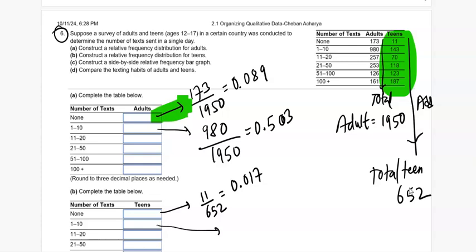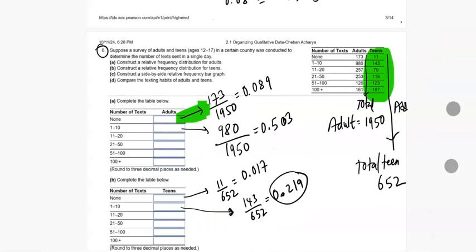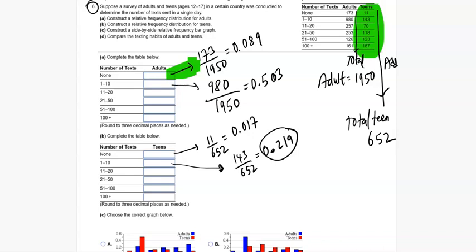Similarly, to find the other number of text groups, from 1 to 10, you divide how many teens sent text messages between 1 to 10, 143, divided by 652, the total number of teens here. That gives you 0.219. Similarly, you do all and find the relative frequency of each range of text messages for teens and adults.